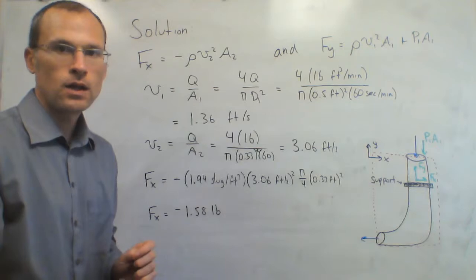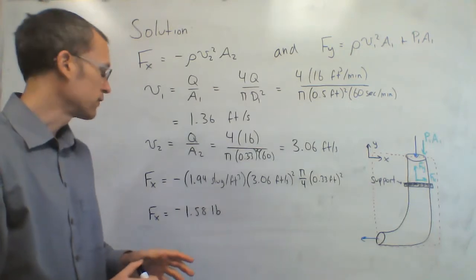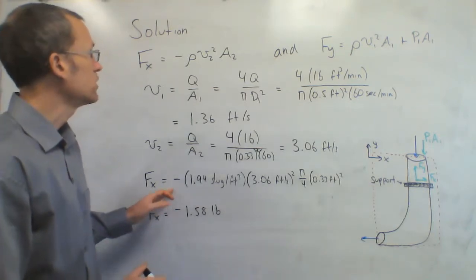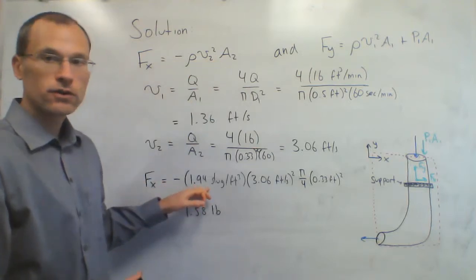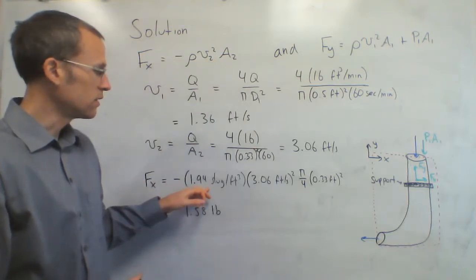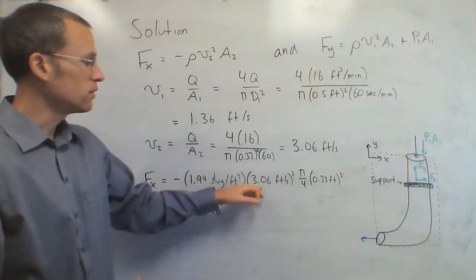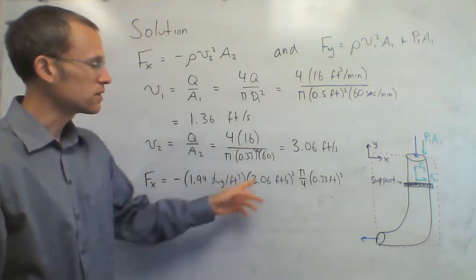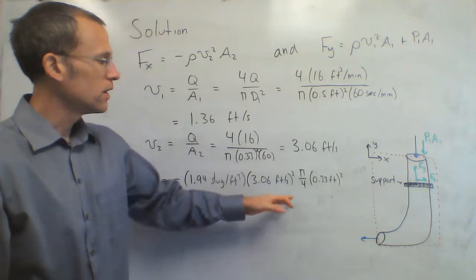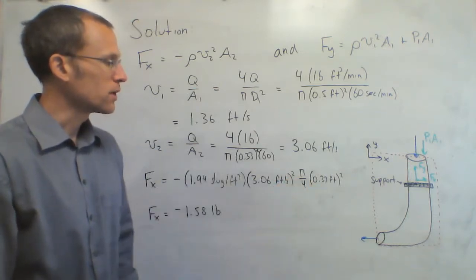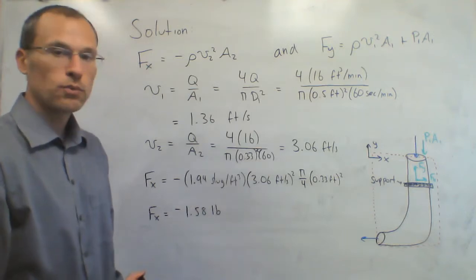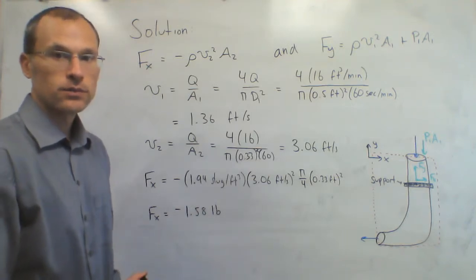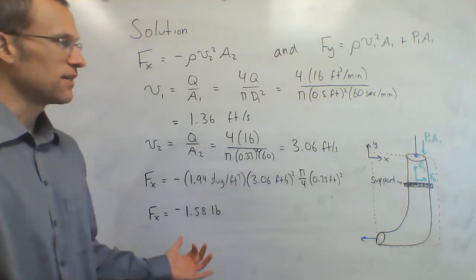Now that I have velocities, I can plug in to find forces. Force in the x direction is minus rho V2 squared A2, so minus the density of water, 1.94 slugs per cubic feet, times velocity V2, 3.06 feet per second, squared, and then area 2, pi over 4 times diameter squared, 0.33 feet squared. That gives you a grand total of negative 1.58 pounds. So 1.58 pounds to the left essentially.